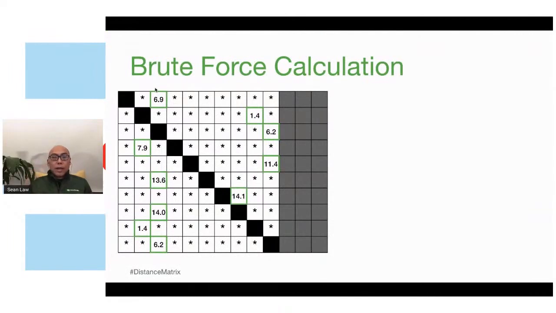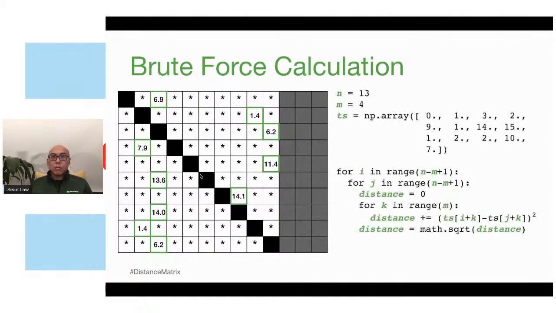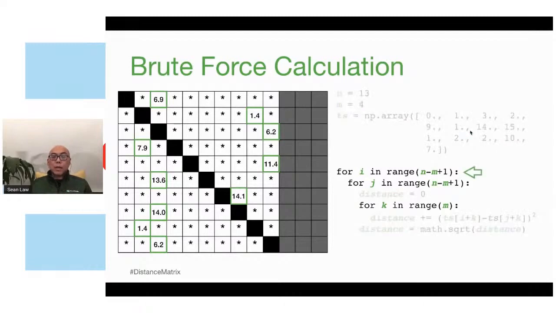If we think about how we might build up this entire distance matrix, the brute force calculation can be done in a few lines of Python code. At the top, I'll draw your attention to n equals 13, which is simply the length of our time series, and m equals 14, the subsequence length that we chose. And this is our time series of 13 data points that we showed before. To actually compute the pairwise Euclidean distances for this distance matrix, it's embodied in 3 for loops.